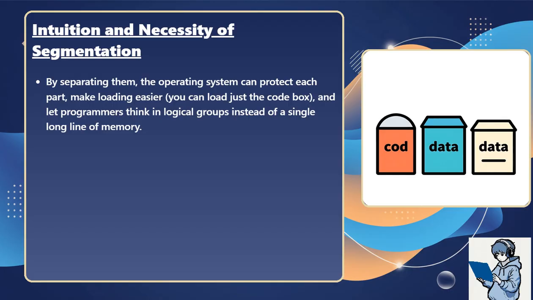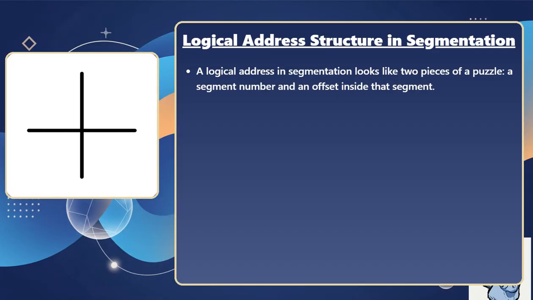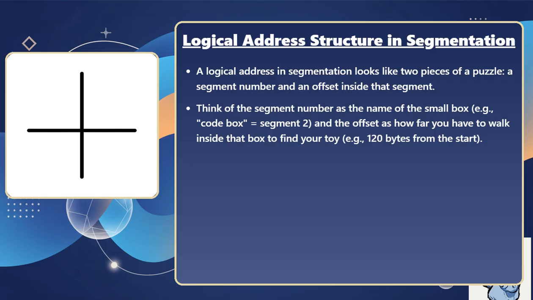A logical address in segmentation looks like two pieces of a puzzle: a segment number and an offset inside that segment. Think of the segment number as the name of the small box, code box equals segment 2, and the offset as how far you have to walk inside that box to find your toy. Example, 120 bytes from the start.